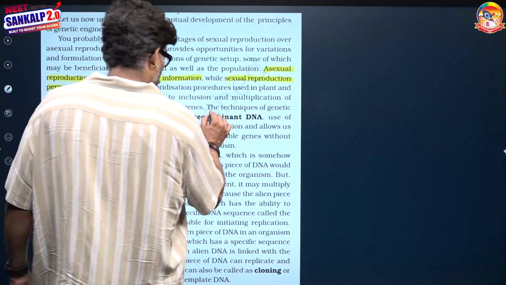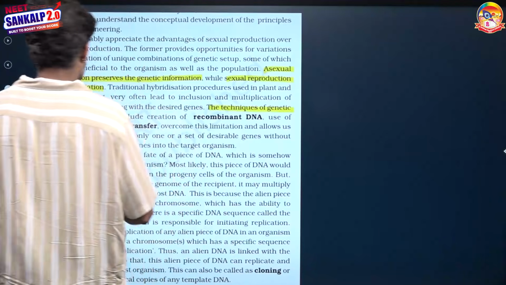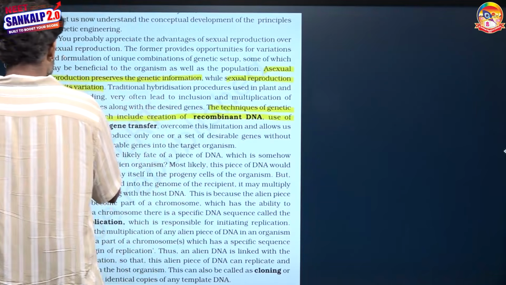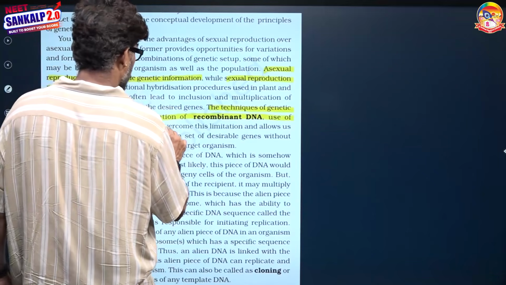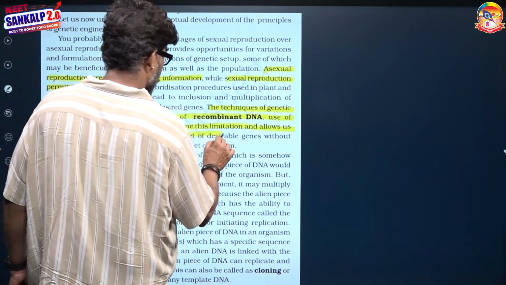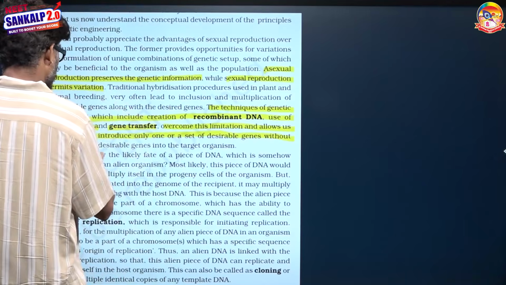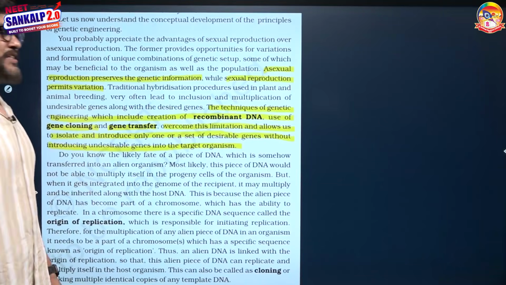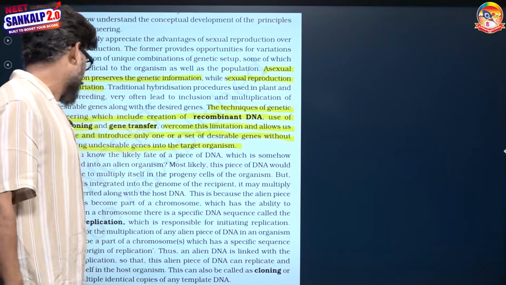Consequently, recombinant DNA technology, that is genetic engineering, which includes creation of recombinant DNA, use of gene cloning and gene transfer, overcomes this limitation and allows us to isolate and introduce only a set of desired genes without introducing any kind of undesired gene into the target organism. This is the biggest achievement or advantage.